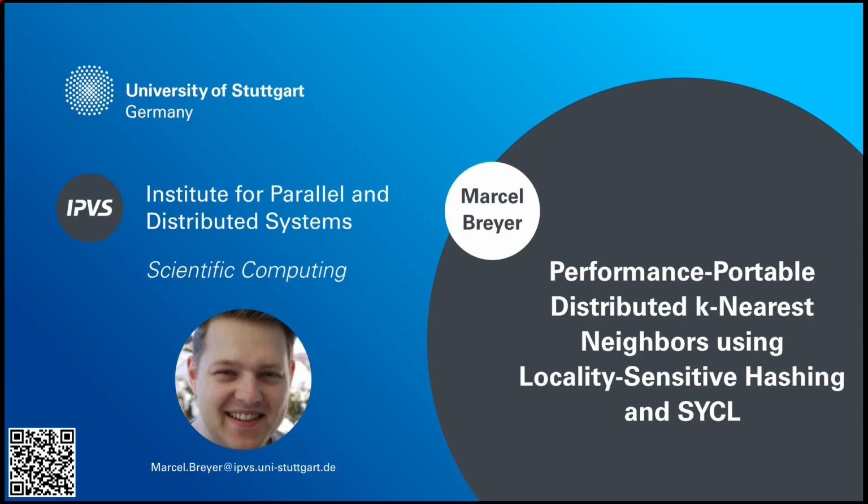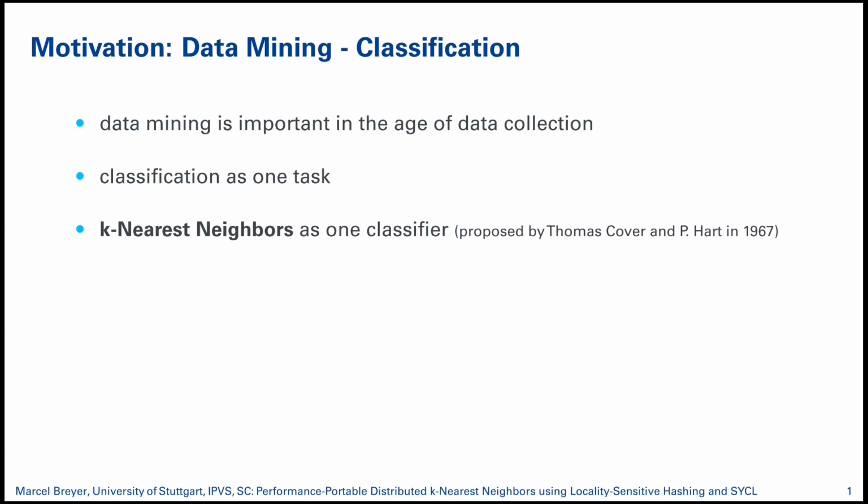At first, I want to give a short motivation why to use k-nearest neighbors algorithms. In the age of data collection, data mining is important, and data mining is the art of extracting information from huge data sets. One such information could be the classification task, and that's the task of generalizing known structure to apply to new data. One possible classifier is the k-nearest neighbors algorithm, as already proposed by Cover and Hart in 1967.